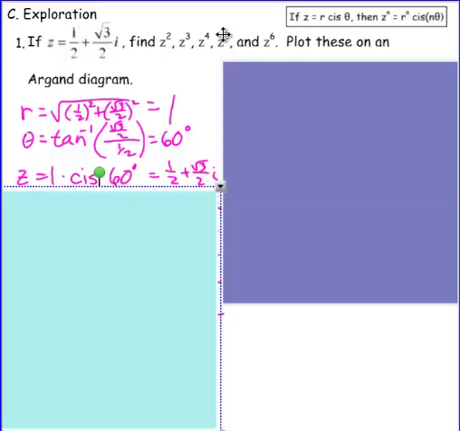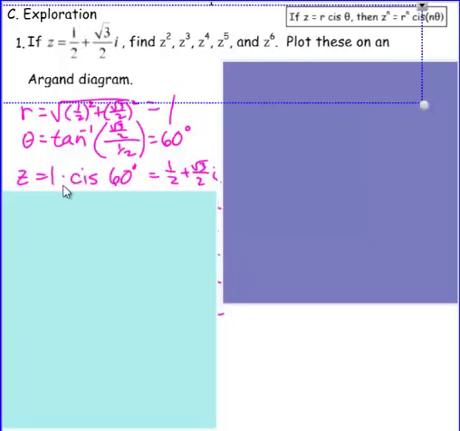Converted to polar form is 1 times cis 60 degrees. And again, you can think about what the cosine of 60 degrees is and the sine of 60 degrees and convert it back, and that's what we started with. So after we get the polar form, we want to write it back in standard complex number form or rectangular form. So we'll have it in both formats.